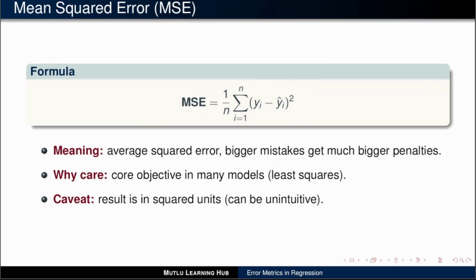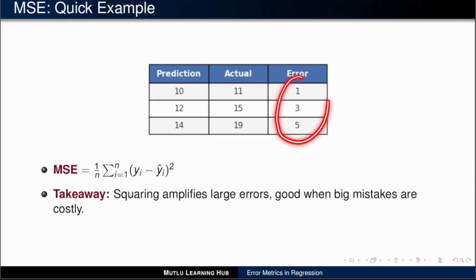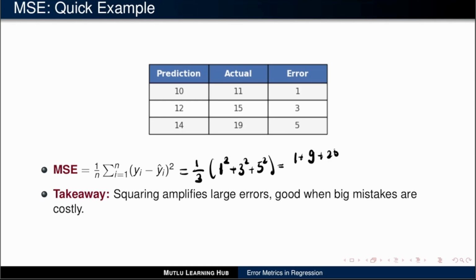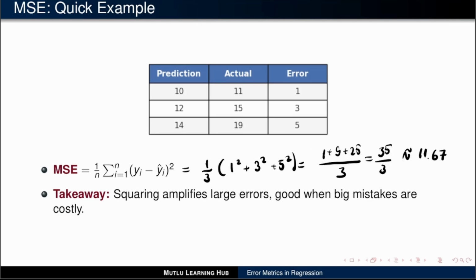Now let's see an example. We already calculated the error, so now let's calculate the mean squared error. We have 3 data points, so again we have 1 over 3, and then 1 squared, 3 squared, and 5 squared. So we get 1 plus 9 plus 25 divided by 3, which is 35 divided by 3, and approximately 11.67. As you see here, the error of 5 explodes into 25. That's the whole point. Mean squared error highlights severe mistakes.